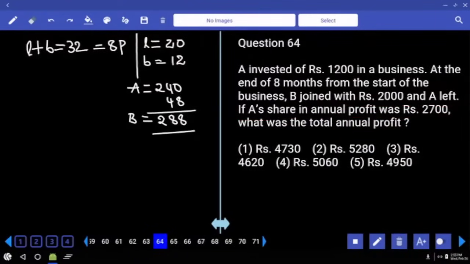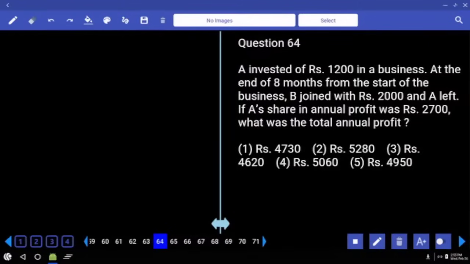A invested 1200 rupees in a business. At the end of 8 months from the start of the business, B joined with 2000 and A left. If A's share in annual profit was 2700, what was the total annual profit? Okay. A invested 1200 rupees for how much time? B invested 2000 rupees. So I'll write 12 and 20. I'm not writing 2 zeros because even if you write, that gets cancelled.